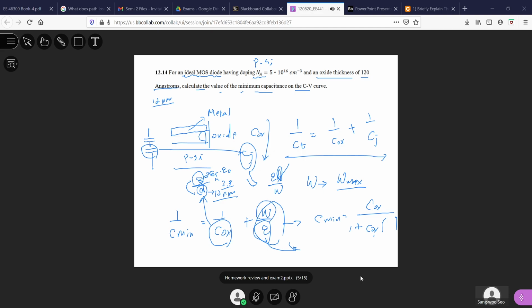The W is the value when it reaches W max, which means that the potential is 2 times the potential difference as we calculated in the previous example. From there, if we follow that number, the depletion width W we can also calculate here. So combining all the calculations and plugging in here, we can obtain this C minimum for this question.